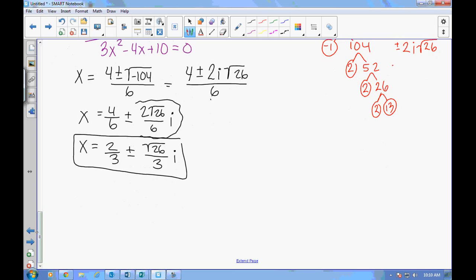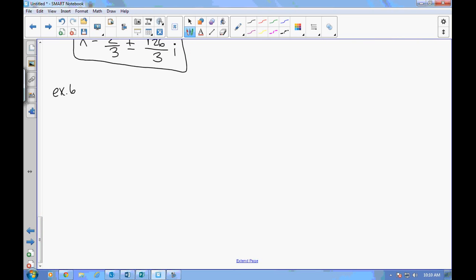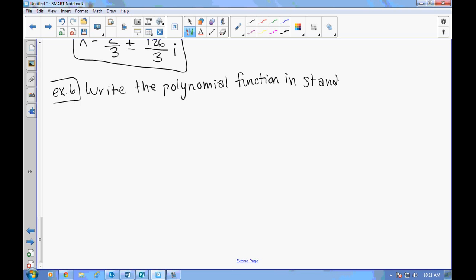That was example 5. Here's example 6. Write the polynomial function in standard form and identify the zeros and x-intercepts. Right, the polynomial function in standard form and identify the zeros and x-intercepts, yeah?